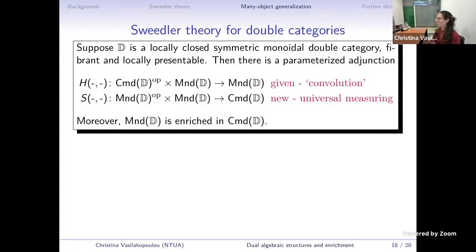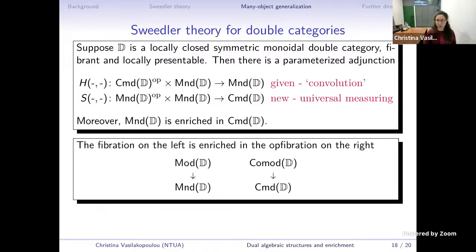So at the very end of the day, if you have to keep one thing for the top, it is the case that in a very nicely behaved monoidal double category, like V matrices, but not only, we can enrich the category of monads in the category of comonads. And this really is a direct generalization of Sweedler theory for algebras.